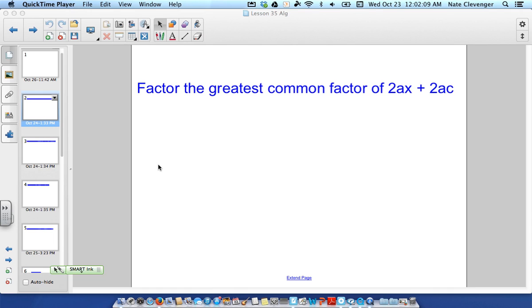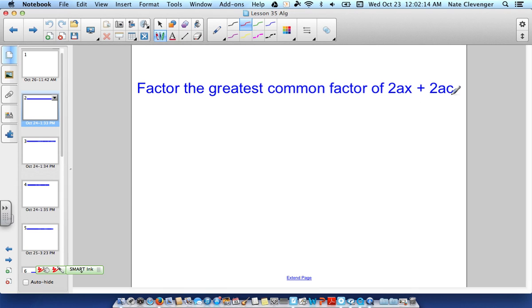If we look at this problem and these two parts, real quick review: the greatest common factor would be 2, because we can take a 2 out of each term. And there's an a in each term, at least one, so the greatest common factor is 2a. Whenever we see the instruction to factor the greatest common factor, factoring that out means we're going to divide the greatest common factor, 2a, out of each term.